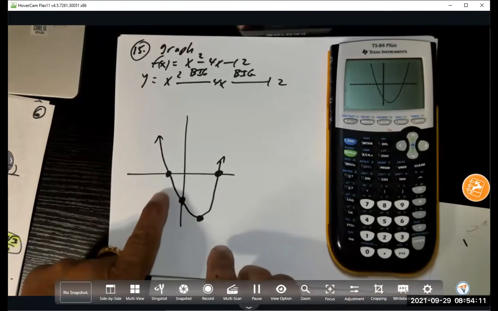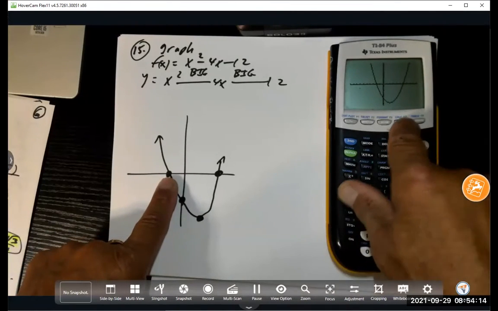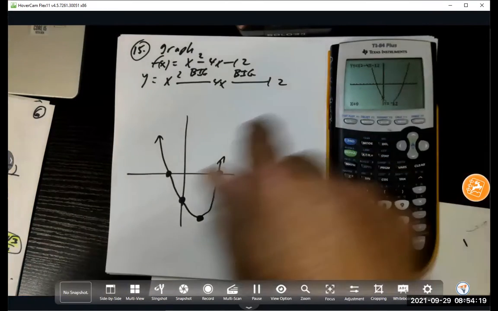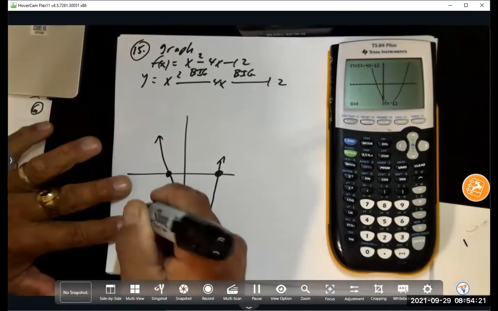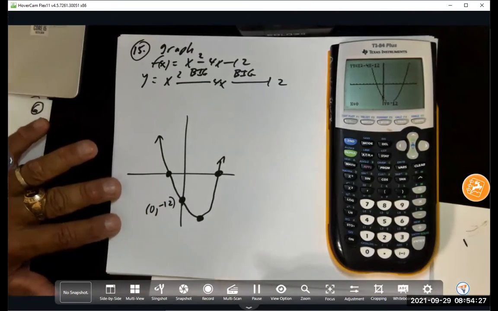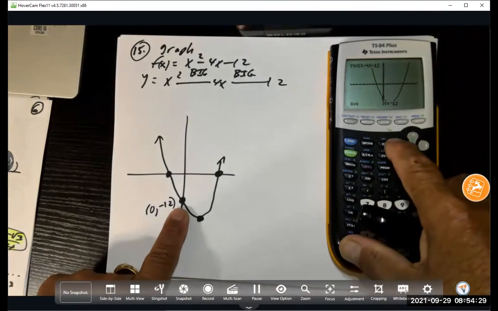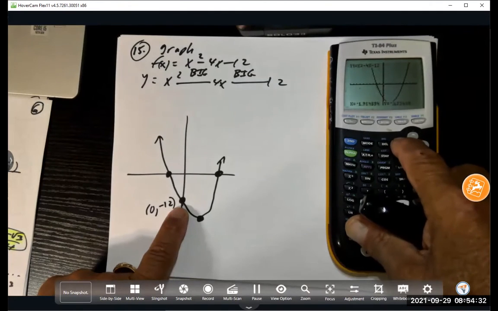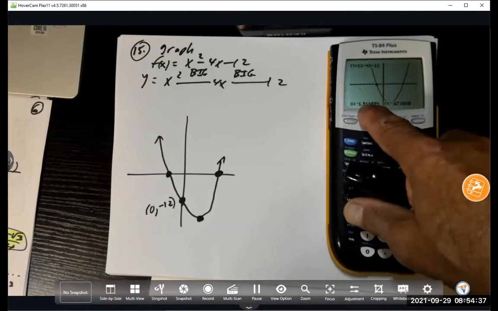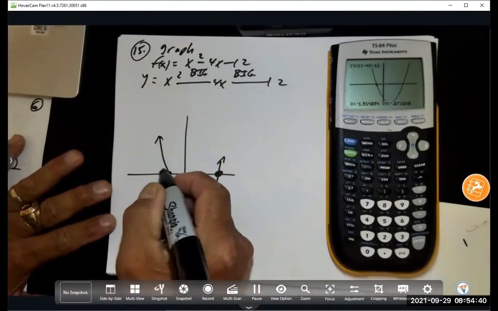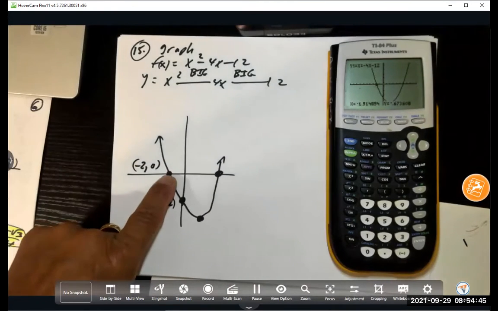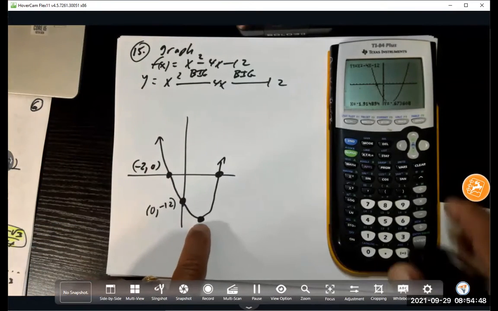Okay, ready? So, trace. It tells me that this right here is 0 and negative 12. Let me just write that down. So this dot right here tells me that this one is 0 and negative 12. Okay, I got that dot. Now go to the left. Get real close to that spot right there. That one is like a negative 1.91, like a negative 2, 0. This right here is going to be negative 2 and 0. That dot right there. And then this dot over here, let's go down here.